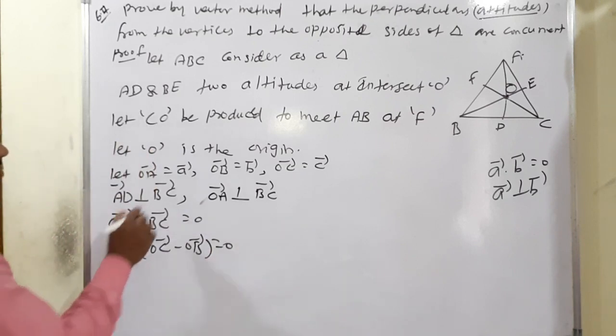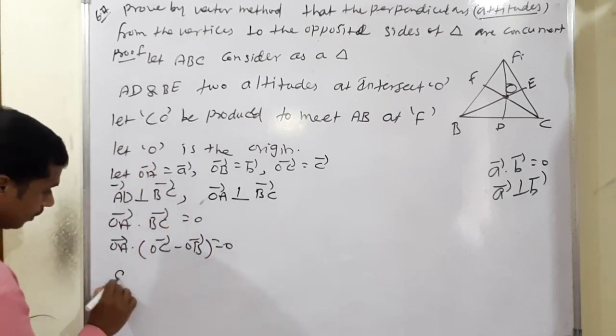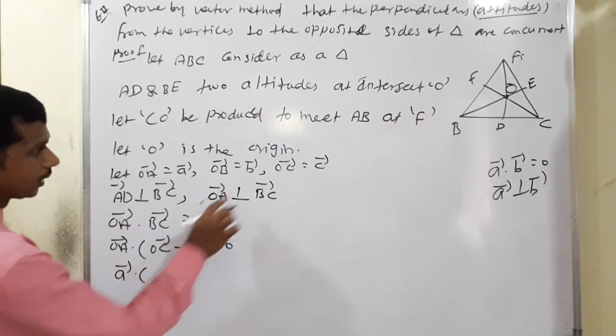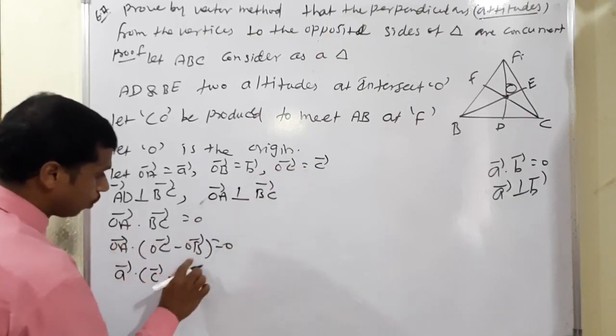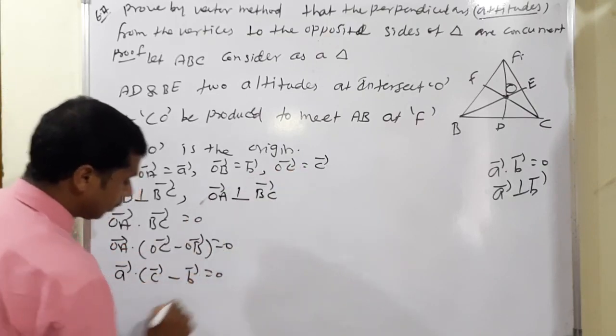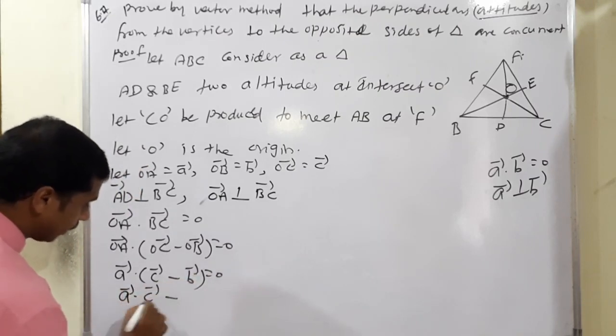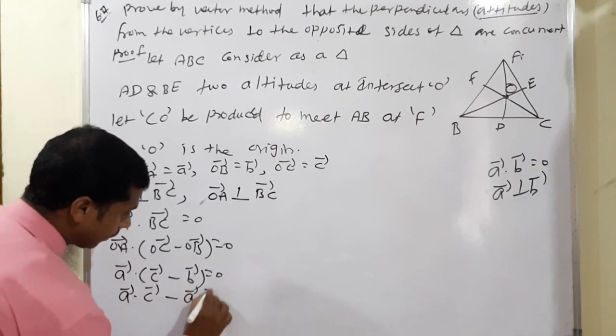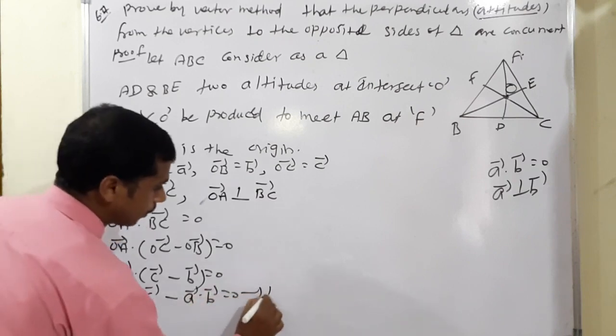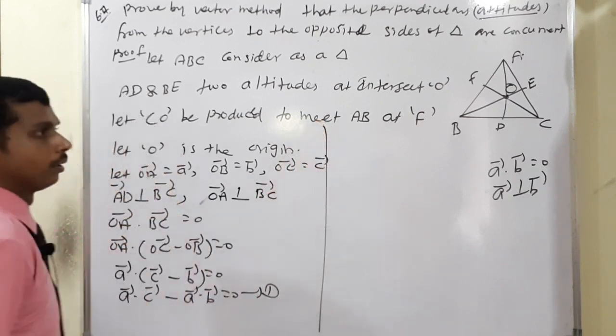Already we know OA vector is equal to A vector. So A vector dot (C vector minus B vector) is equal to 0. If you remove the bracket, A vector dot C vector minus A vector dot B vector is equal to 0. This is considered equation number 1.